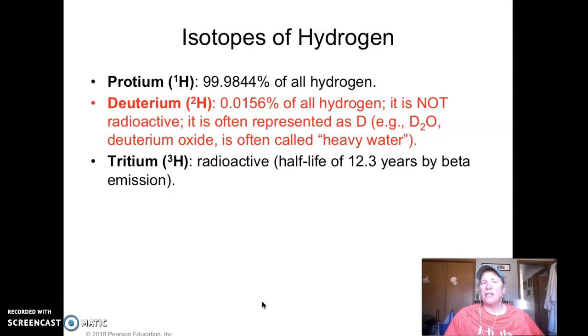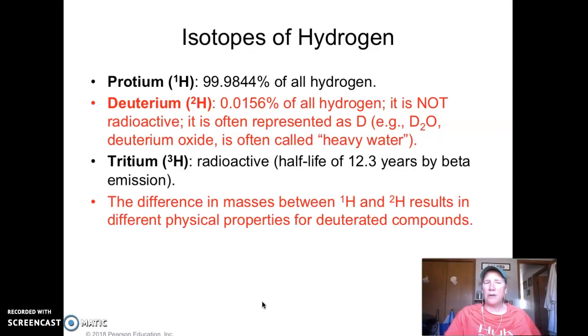Tritium, which is hydrogen 3, which means it has 2 neutrons and 1 proton to get its mass. It is radioactive. You can see its half-life is 12.3 years. It's a beta emission, that means it gives off an electron. So those are the 3 isotopes.